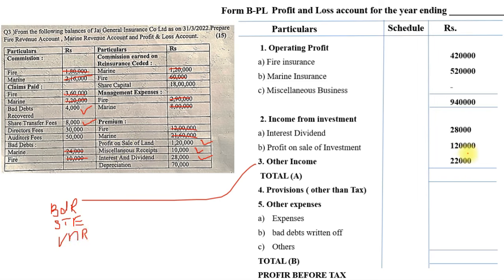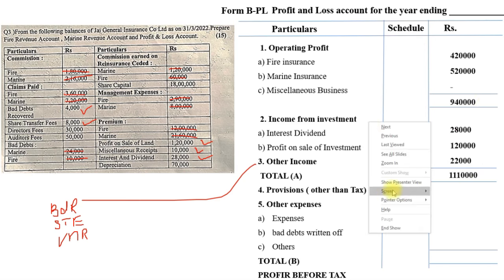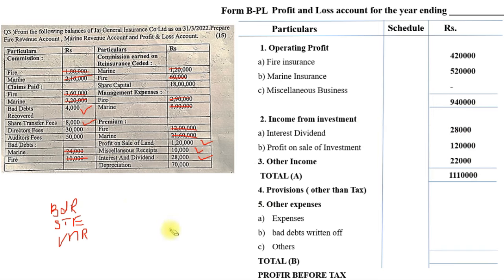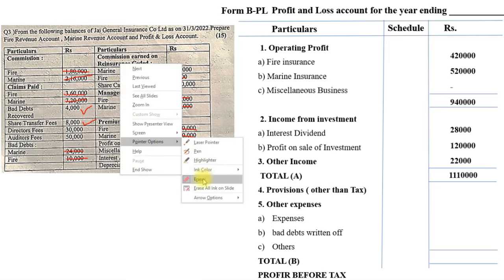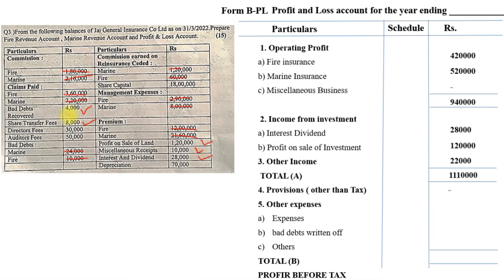When you total it up, 9 lakh 40,000 plus 28,000 plus 1 lakh 20,000 plus 22,000 comes to 11 lakh 10,000. So that's the total income part. Part A is done. Now Part B, provisions other than tax. If you look carefully, when we went through, there were no other provisions available. I'll just cross out all the things we have already marked, so even these are done.